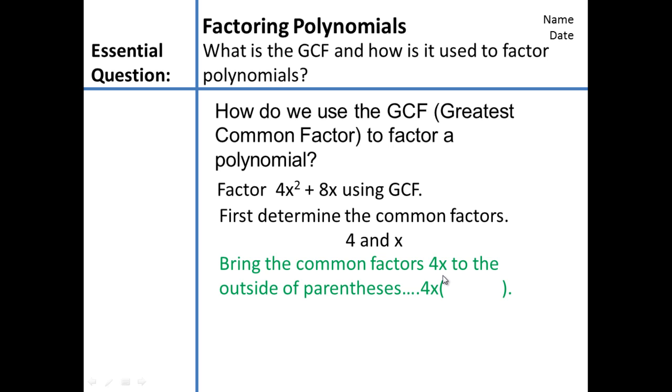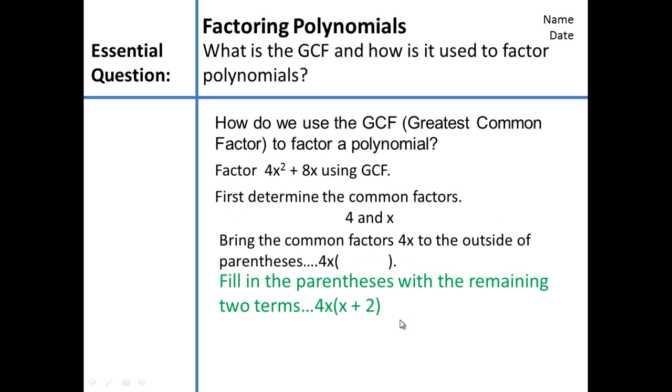So we are going to take the GCF 4x outside of the parentheses, and then we fill in the parentheses with the remaining two terms. So you look at 4x times x, that's going to give us the original 4x squared, and then 4x times 2 will give us the original 8x. So that is how you factor using the GCF.